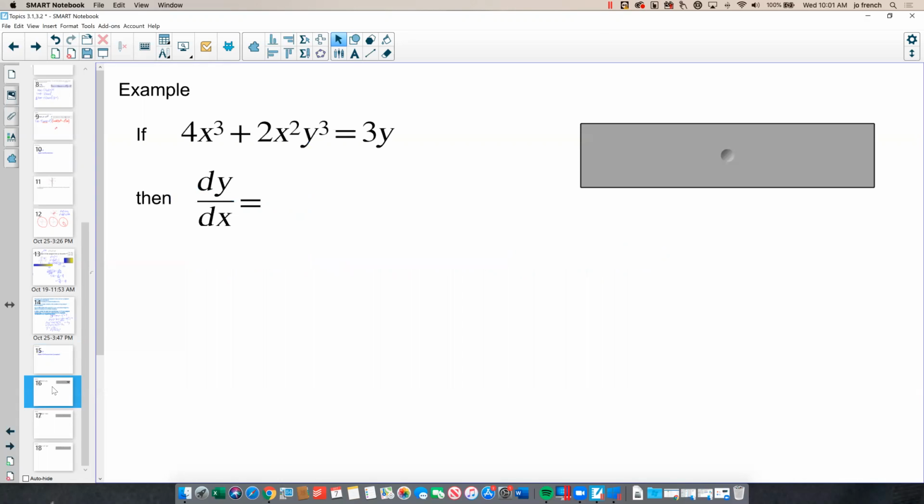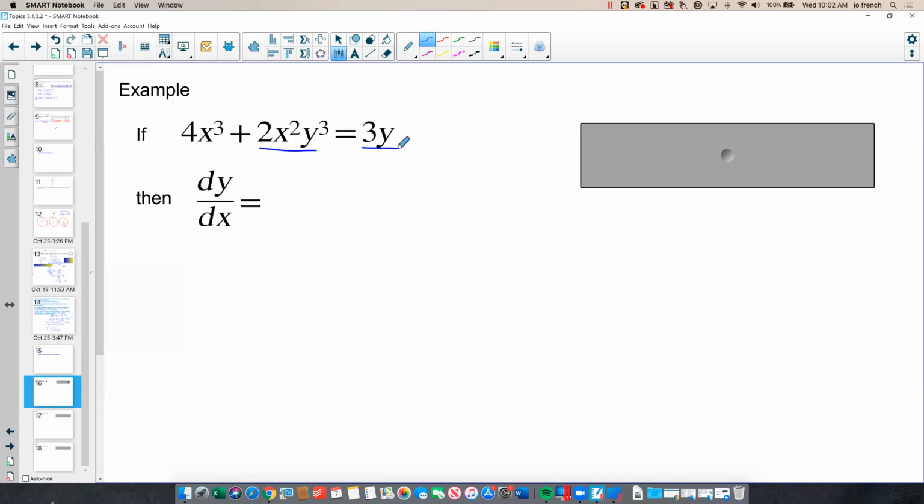Our first example is 4x cubed plus 2x squared y cubed equals 3y. All right, and I want to find dy dx. So the first thing I notice is that I have two terms that contain y's. So as a check through the process, after my first differentiation pass, I should have two terms with a derivative of y, or an f prime.